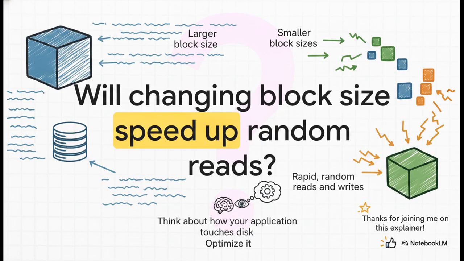So, we've seen how this logical storage totally abstracts the physical disk. But I want to leave you with this final thought. What block size does your application actually need? If you're running massive data warehouse tables, a larger block size is going to be a game changer. But if your app is hammering out rapid, random reads and writes, a smaller block might actually give you a massive speed boost. Think about how your application actually touches the disk and optimize for it.